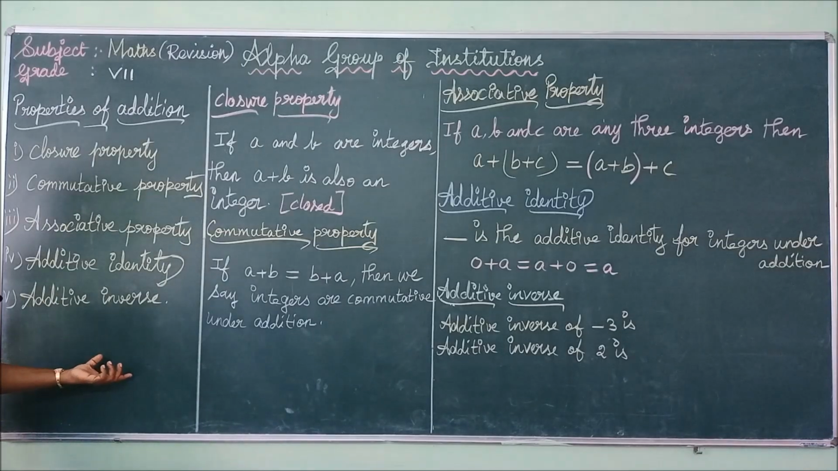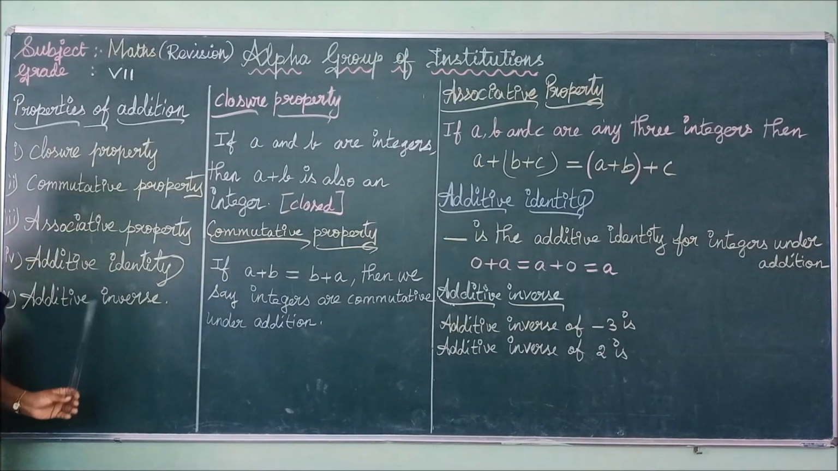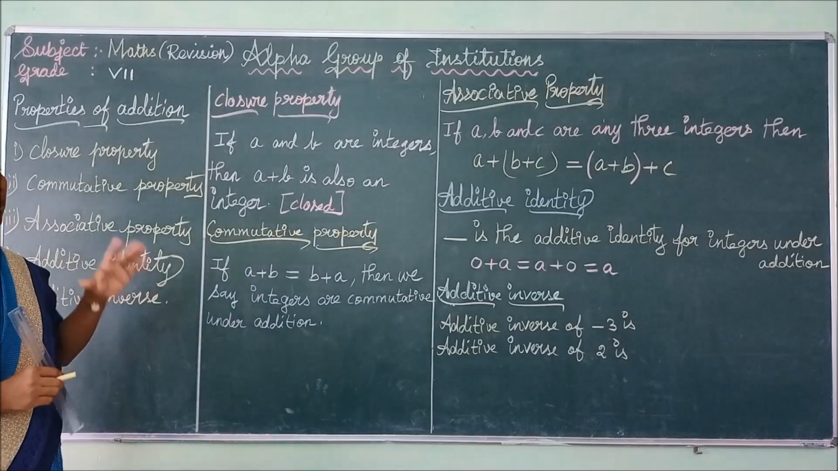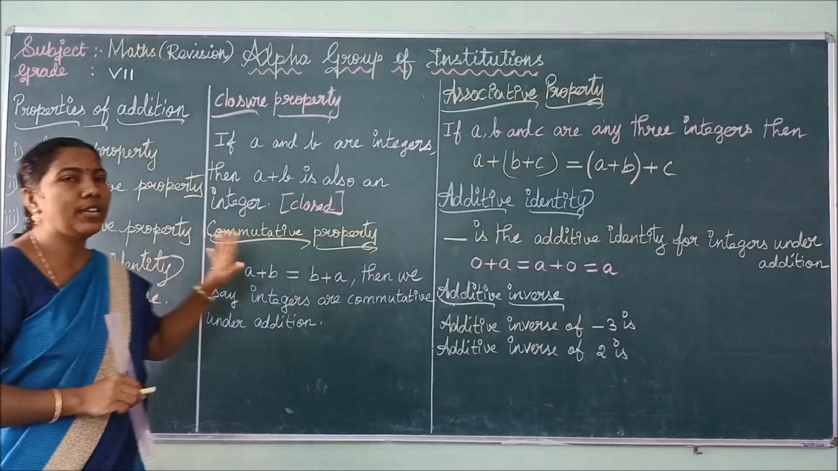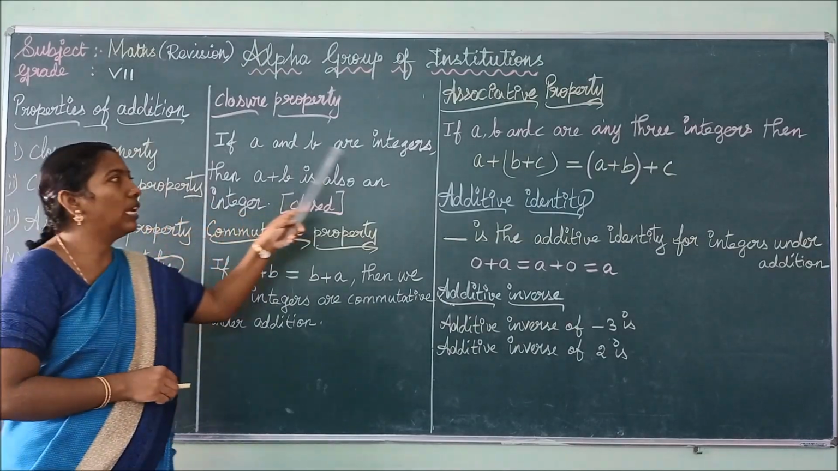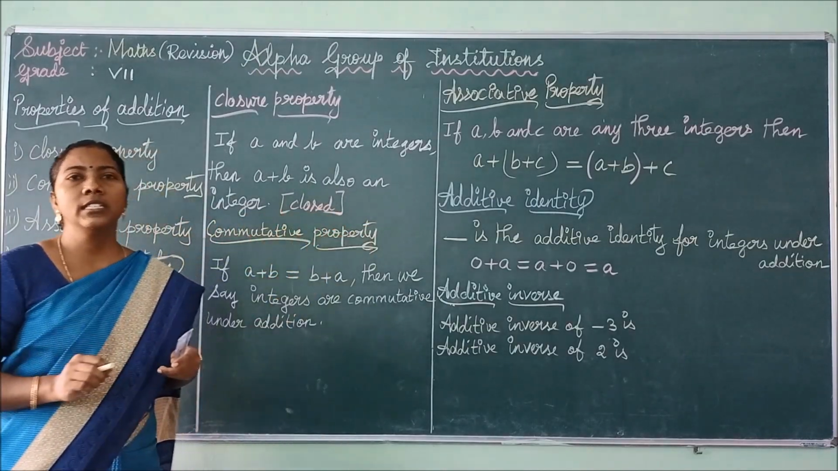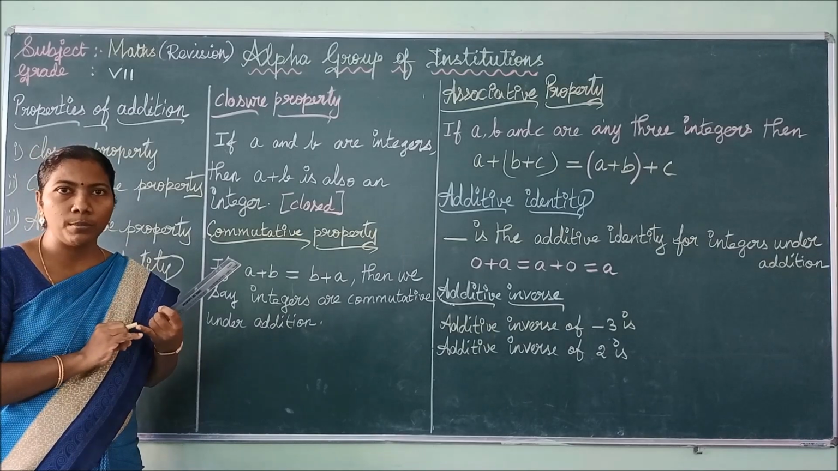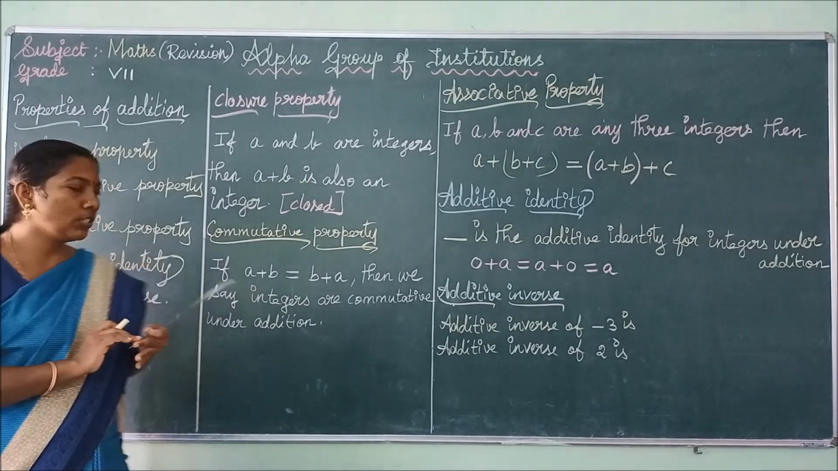Don't skip the properties of addition, children, because in future you will have this in your higher classes, 10th standard also. So listen carefully, these are very important. Closure, commutative, associative, additive identity and additive inverse. Okay. So for the operation of addition only we are seeing these properties. Okay. So what are we dealing with? We are dealing with integers. Integers means it contains negative numbers, 0, positive numbers.